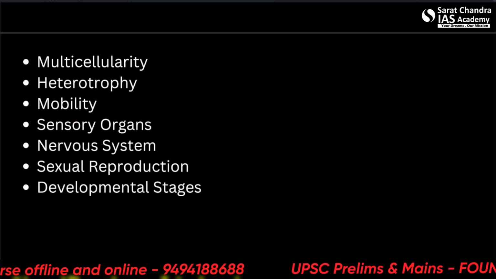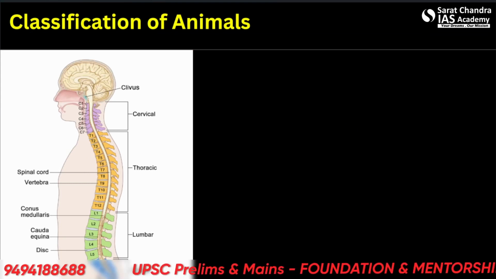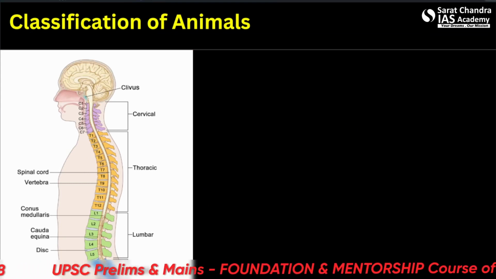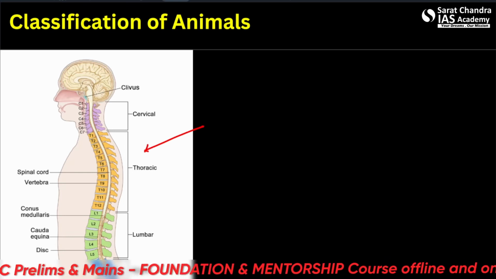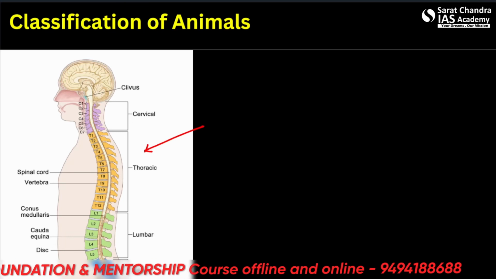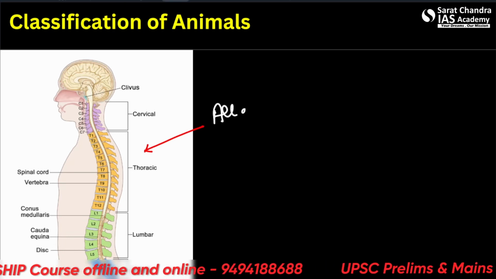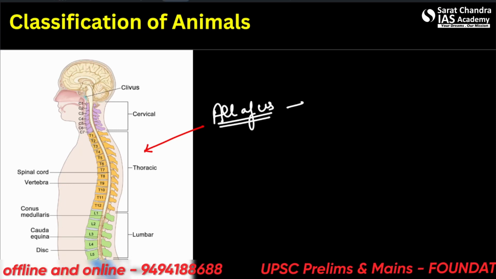Alright, let us now talk about a basic classification of animals. This may seem a little irrelevant to you now, but it is of use when we talk about the modern dynamics of the exam. So this is one thing that you should learn. This is called a vertebral column. This is present in all of us as we are vertebrates.